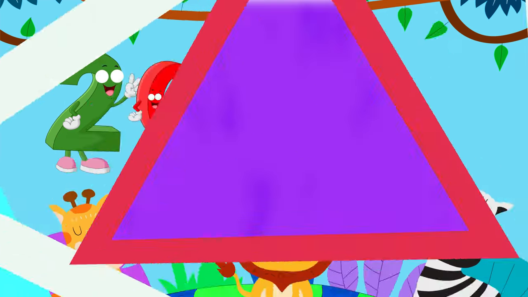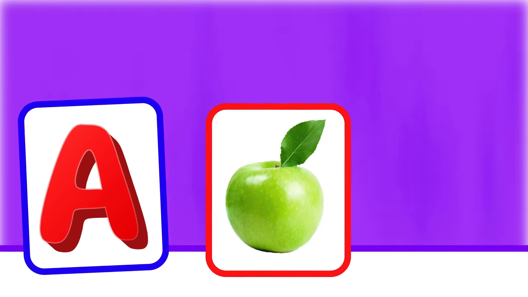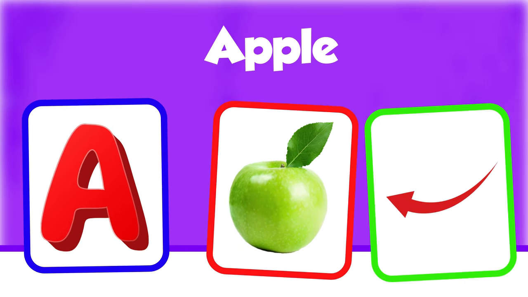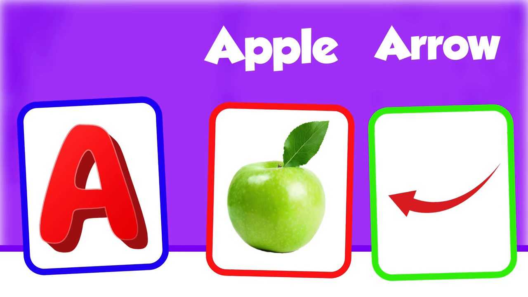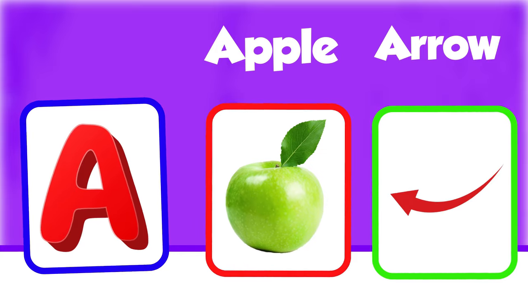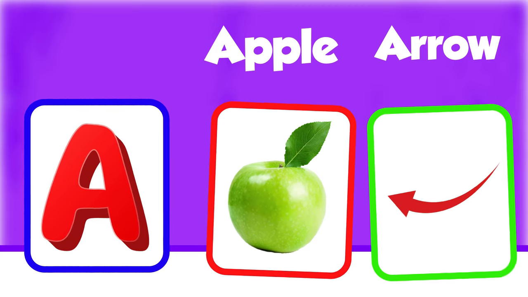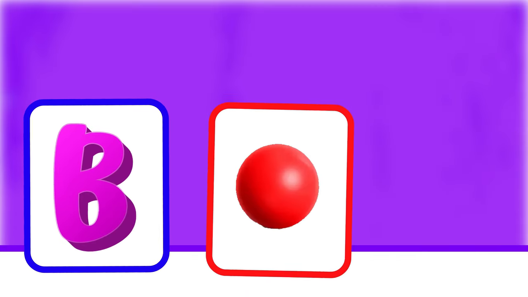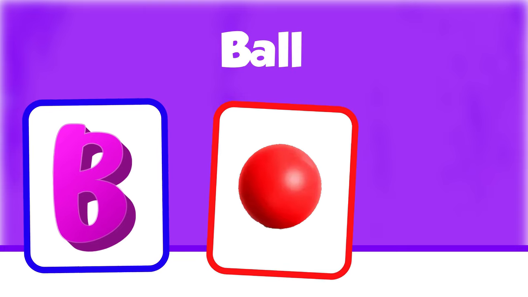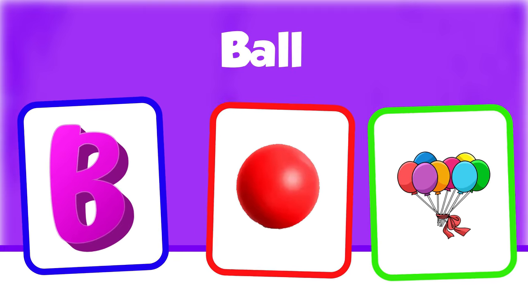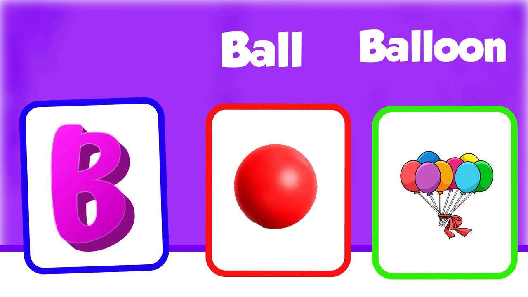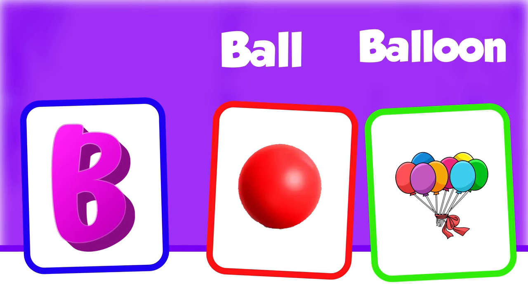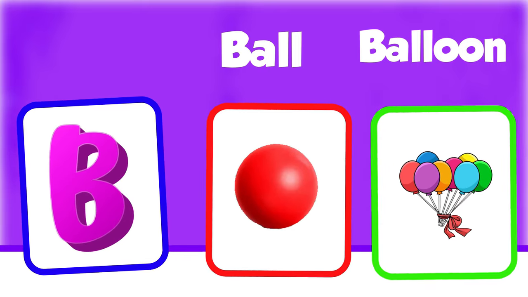Apples. A is for apple. A, a, apple. A is for arrow. A, a, arrow. B is for ball. B, b, ball. B is for balloon. B, b, balloon.